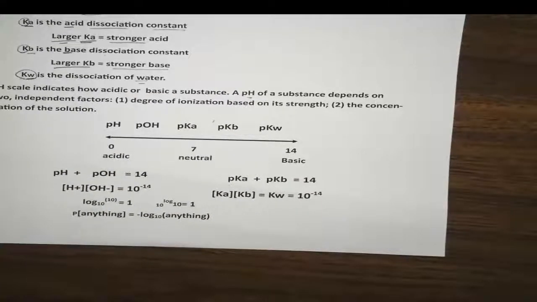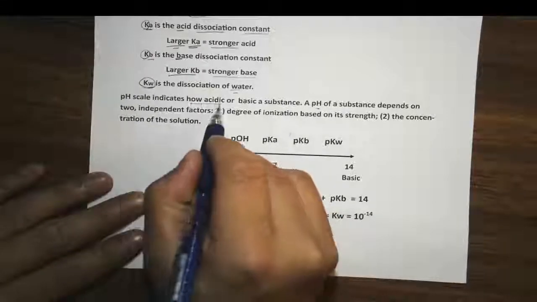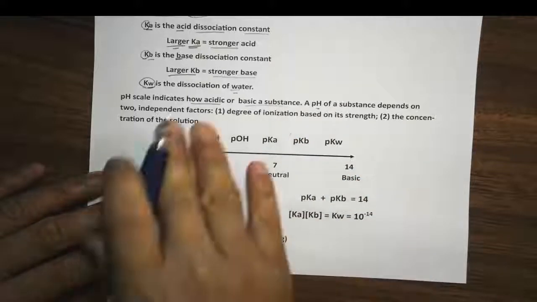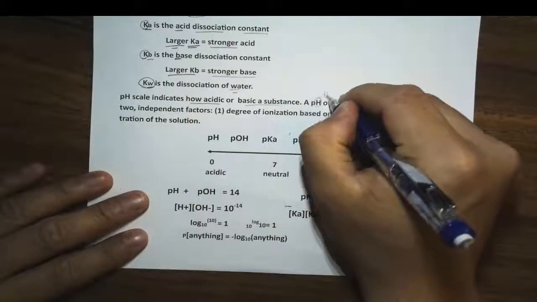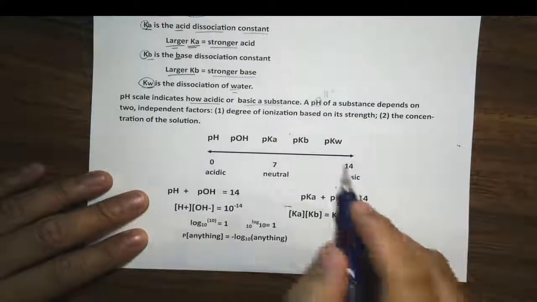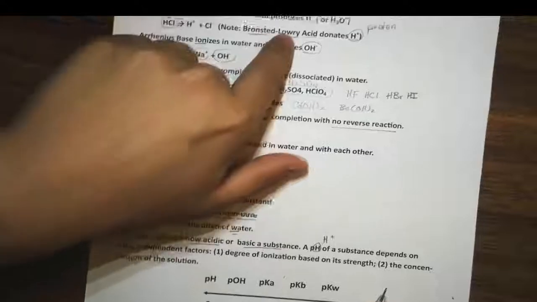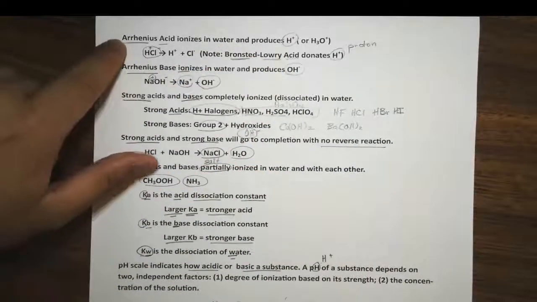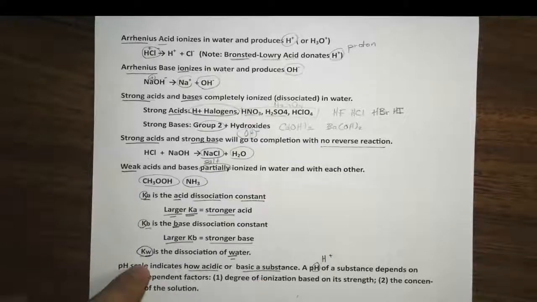Now let's get back to the pH scale. First of all, the pH scale, we learned this already. It indicates how acidic or basic a substance is, more specifically in terms of the concentration of H+, okay? So the more H+ you have, guess what happens? The more acidic you're going to become, right? Because the Arrhenius acid produces H+. So the pH scale talks about the concentration of H+.